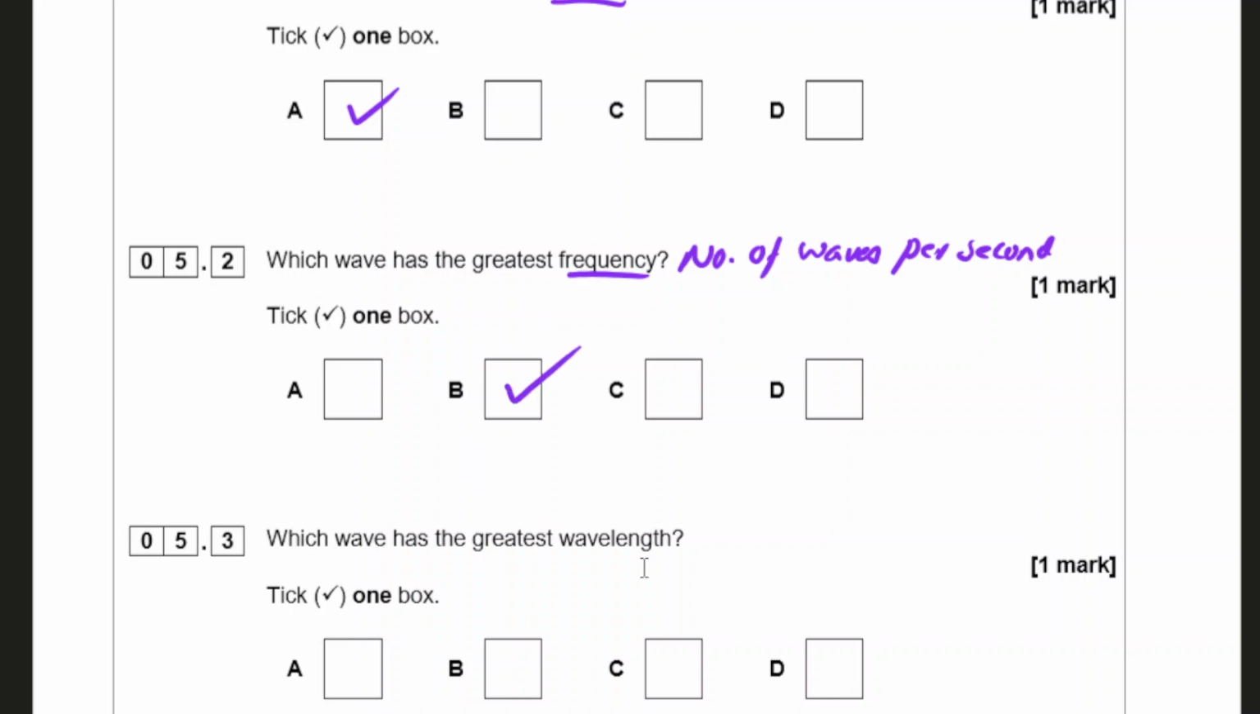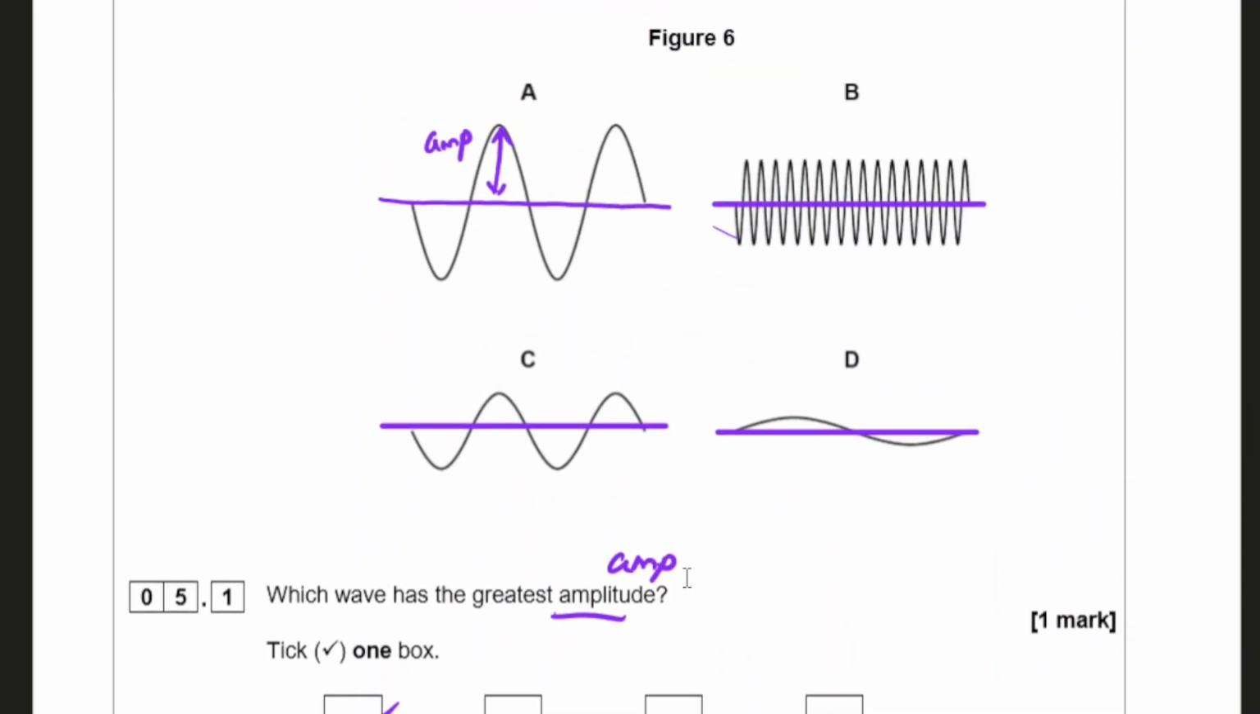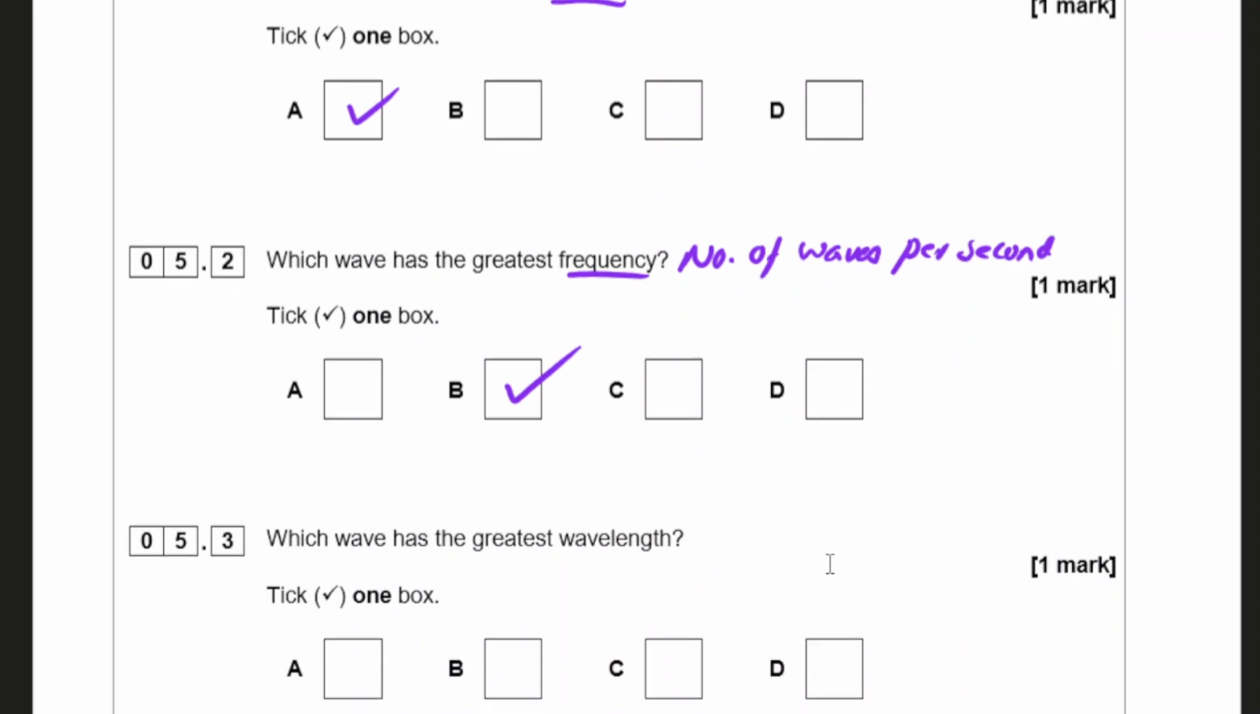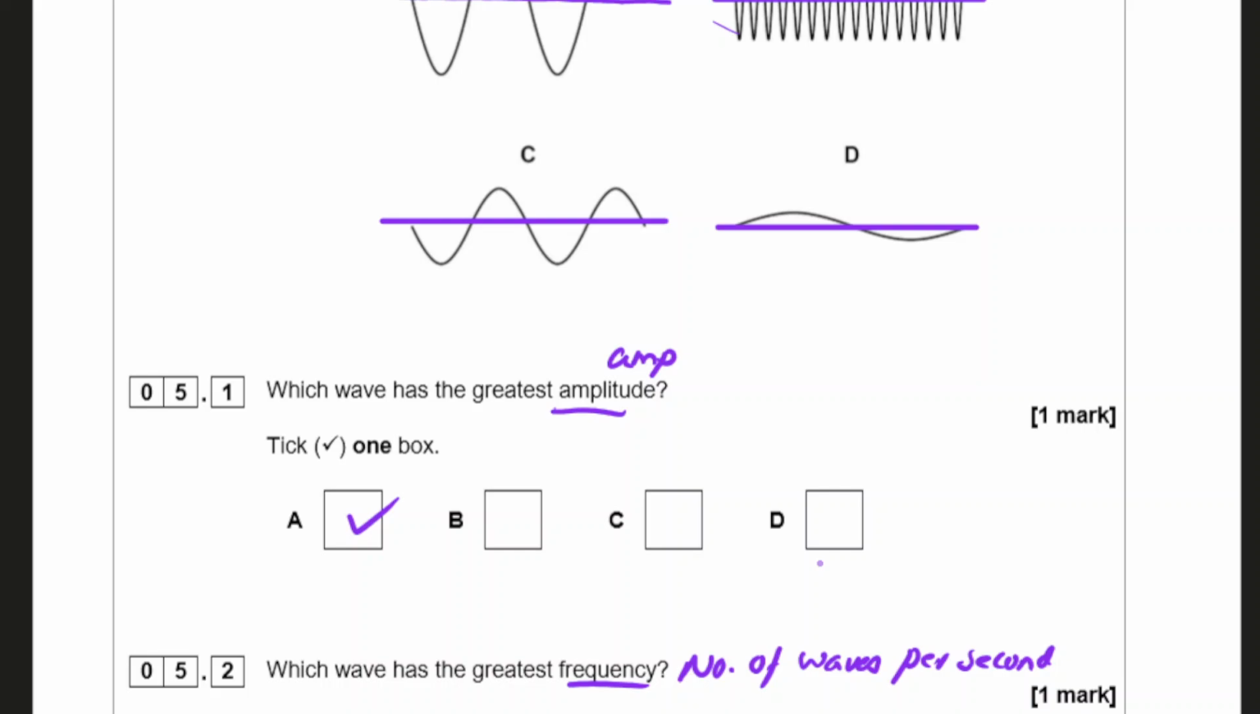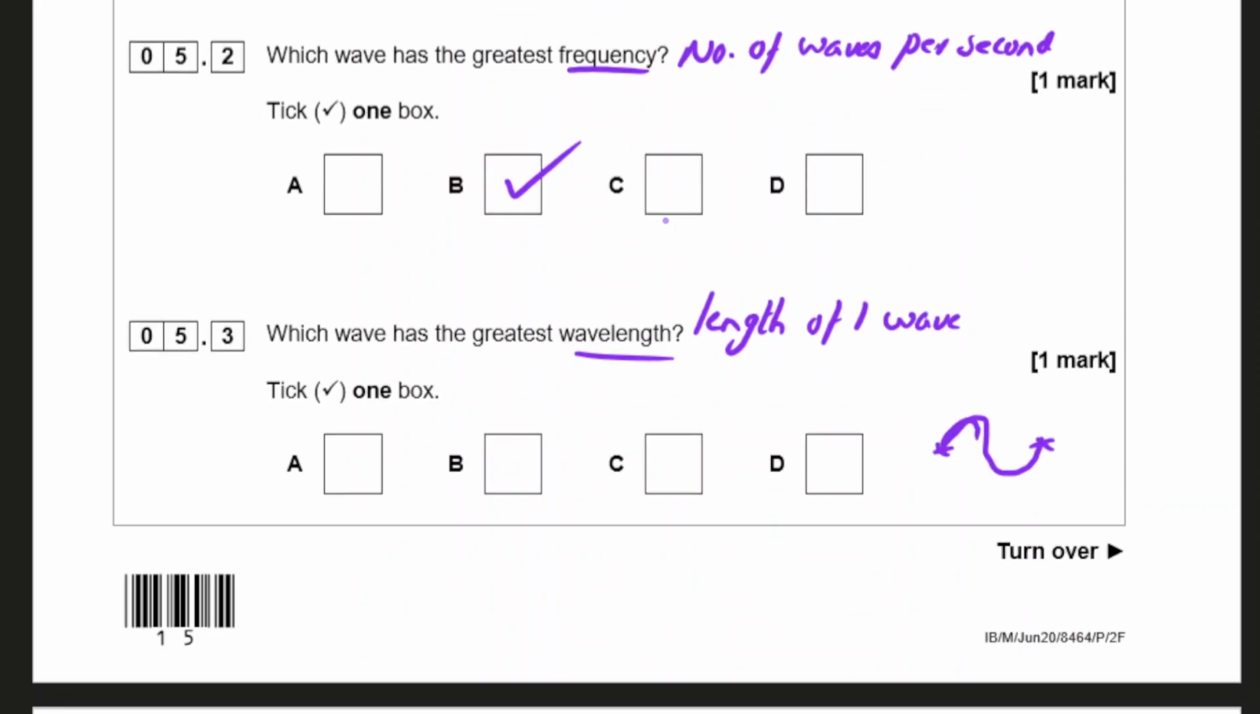Which wave has the greatest wavelength? Now, wavelength is the length of one wave. Well, one wave literally looks like this, up and down. So, starting from there to there, that would be D, because D is only showing you one wave, which is from there to there. C, you actually have two waves there. So the answer is D.